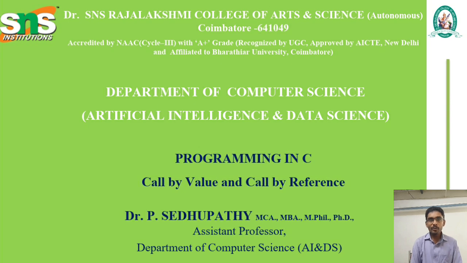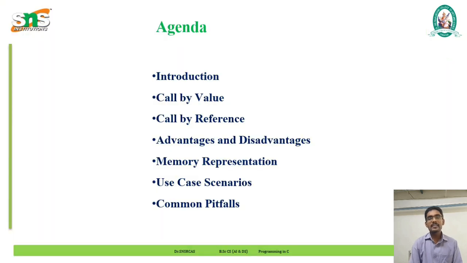So today we are going to discuss functions of two different categories by means of argument list, which is call by value and call by reference. Here is the agenda for our discussion: an introduction about what is call by value and what is call by reference, advantages and disadvantages of using these types of functions, memory representation of call by value and call by reference, use case scenarios, which means where you can use these types of functions, and common pitfalls and errors while using these kinds of functions in C language.